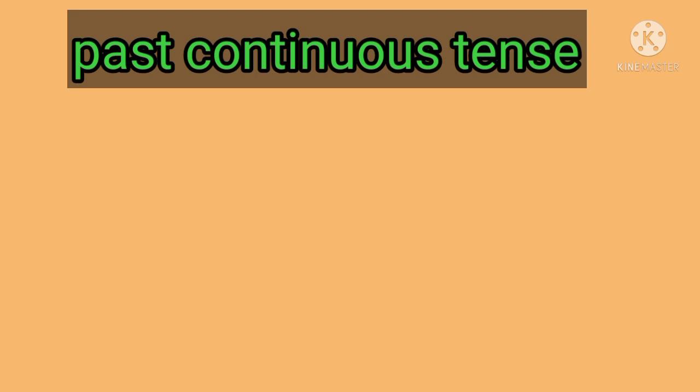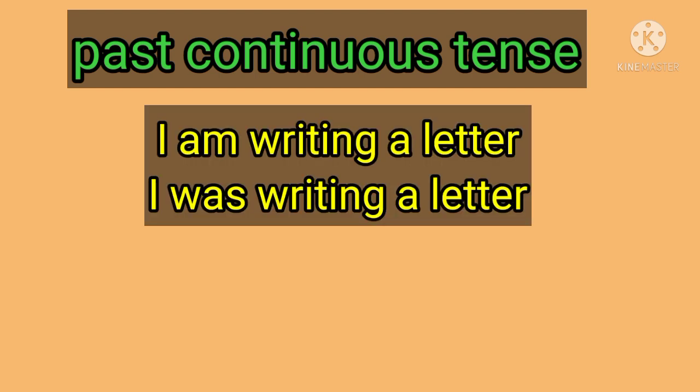Look at the example we have seen in the present continuous tense. I am writing a letter. If this sentence has to be changed into past continuous tense, we just have to write "was" instead of "am". So the example in the past continuous tense will become: I was writing a letter.